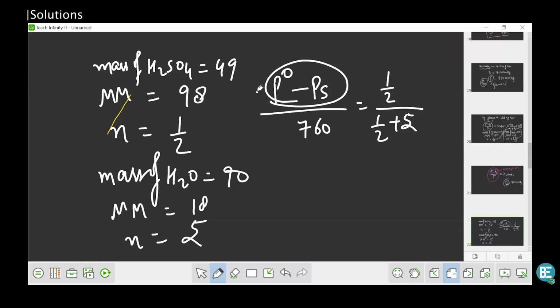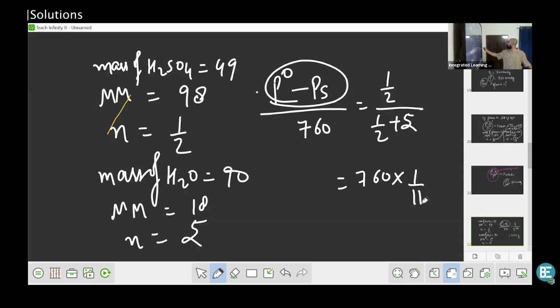The answer is 6 point something. I think it will be 760 into, dividing to cancel, 5 to 11, 1 upon 11. Yes, 760 into 1 by 11. So it is 6 point something, right? Sorry, not 6, 60 point something.